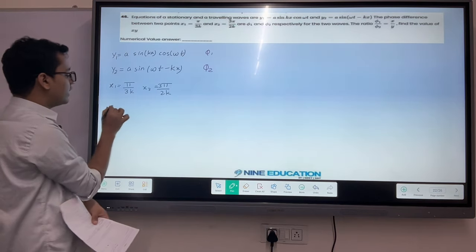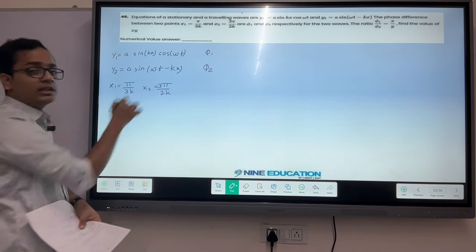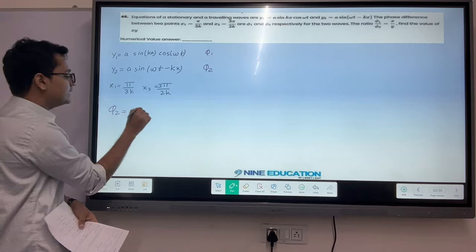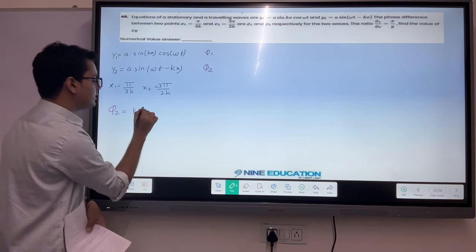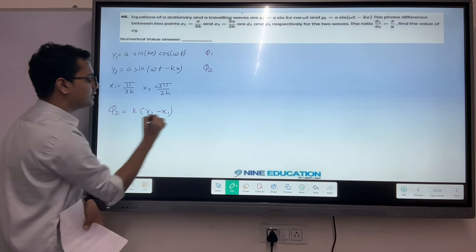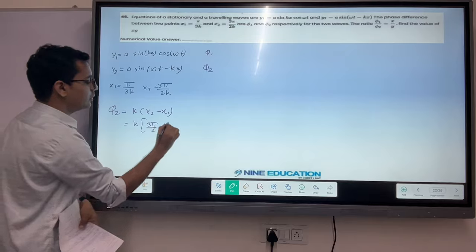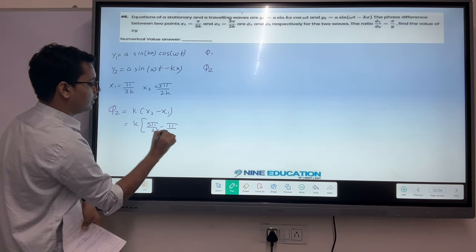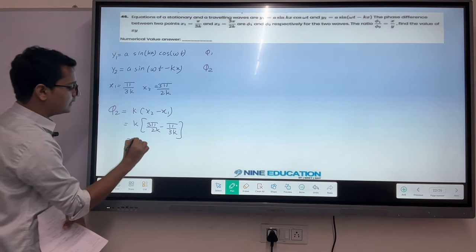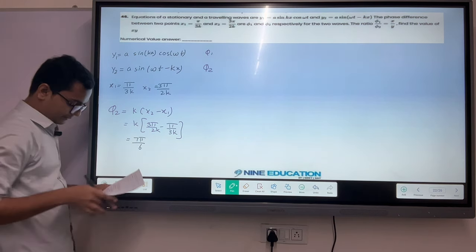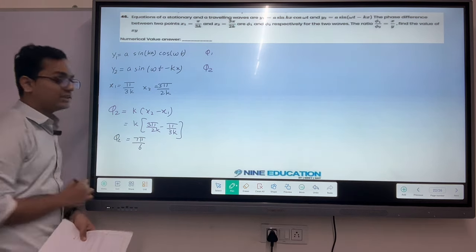So for y2 I can simply write phi 2 as, you can see in the transverse wave the phase difference is k delta x, or in other words k into x2 minus x1. So this is k into (3 pi by 2k minus pi by 3k), which is nothing but, I believe, 7 pi by 6. Okay. So here phi 2 is 7 pi by 6.